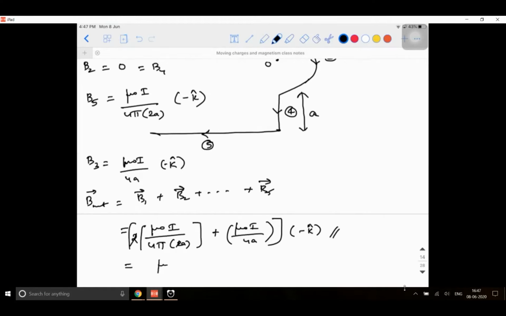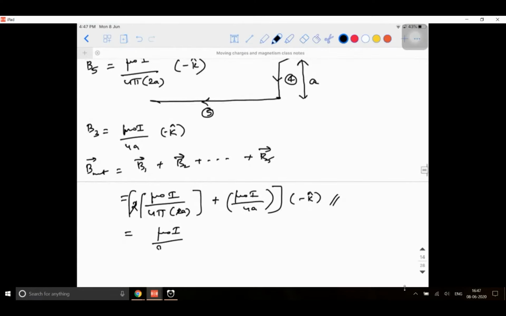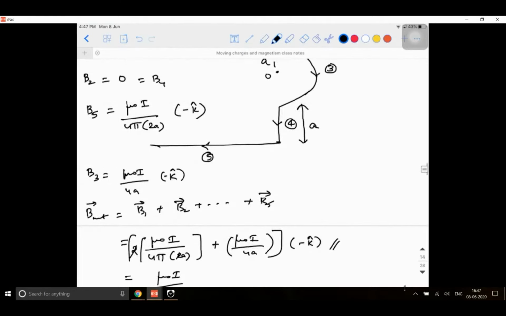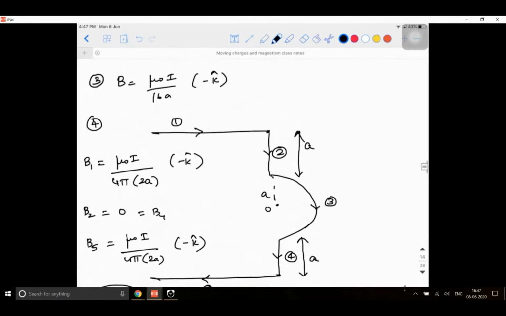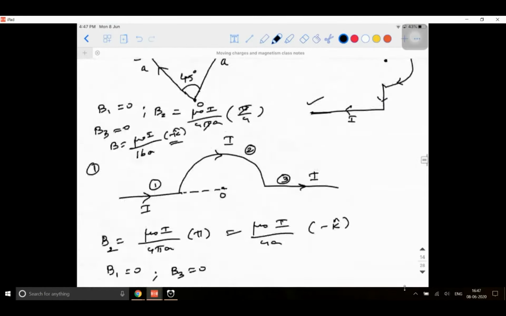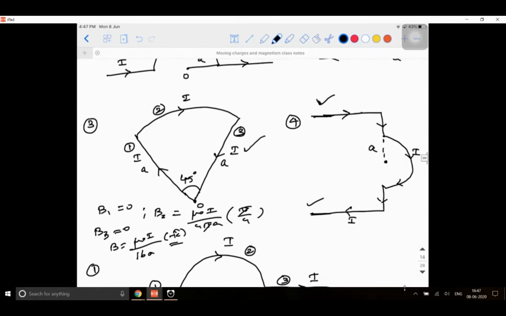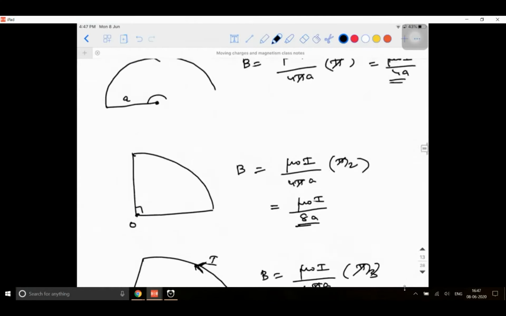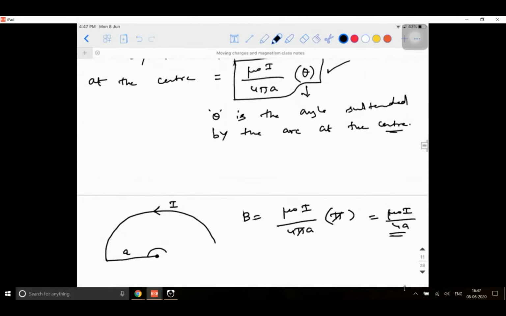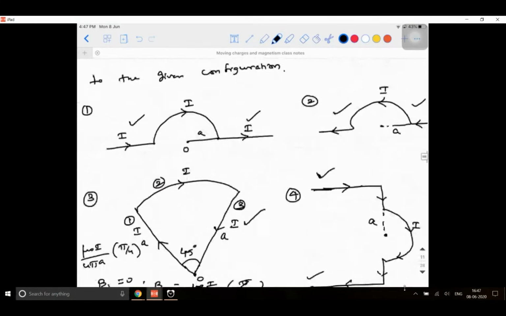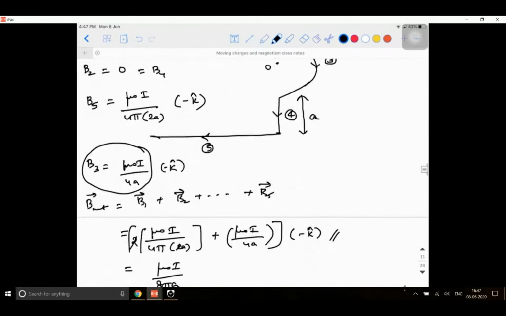Yeah, tell me. Sir, can you explain the third one, sir? Third is which one? B3, yeah? No, sir, the third sum, that quadrant. Third is which one? This one. Yes, sir. That's why I gave you the formula. No, it is mu naught I divided by 4 pi A into the theta at the center. Angle at the center is 45 degrees. 45 degrees is pi by 4 radian. This is the formula I used. You remember, no? Yes, sir. That is why you got 16. Thank you, sir.